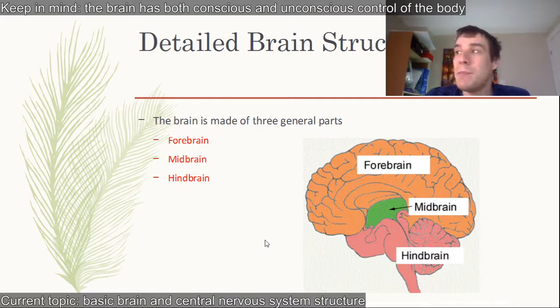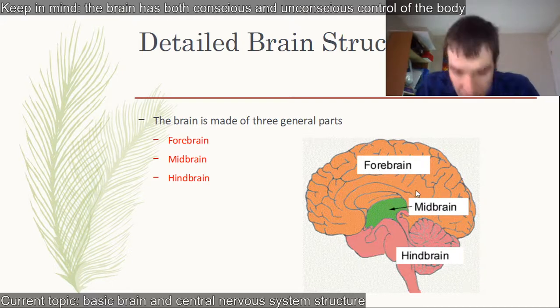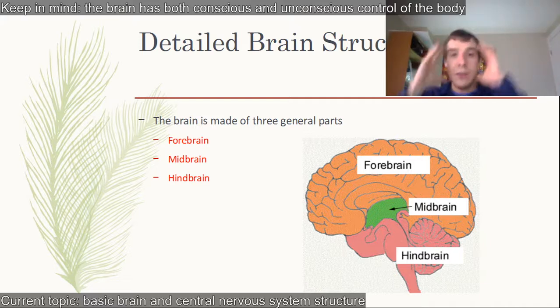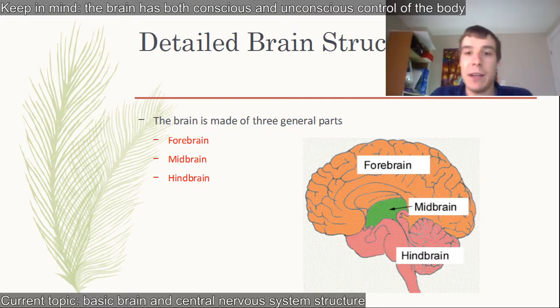We've got the forebrain, midbrain, and hindbrain. I realize it's more like top brain, middle brain, and bottom brain, but this comes from studies on rats and other animals, and rats and other animals face forward like this. So for them, they do have a forebrain, a midbrain, and a hindbrain. But for us, who are mostly upright, the forebrain is at the top, the midbrain's in the middle, and the hindbrain's at the back.